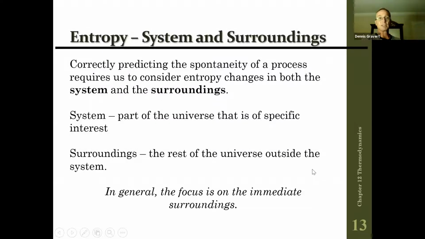Okay, correctly predicting the spontaneity of a process or reaction requires us to consider entropy changes for both the system and the surroundings. So there are some neat tricks here that we can use to figure out whether a reaction or process is spontaneous or not. Part of that trick is separating what we're investigating into a system, like I said, usually just the reaction, and the immediate surroundings. That's what the italicized print at the bottom of the screen is saying.